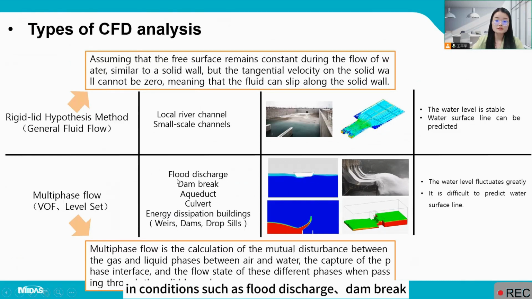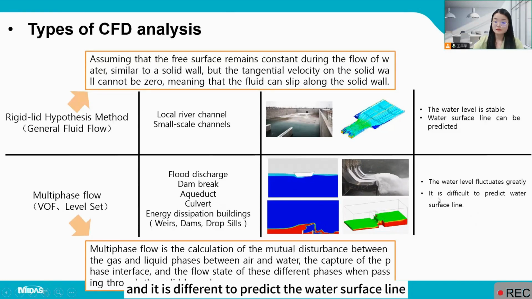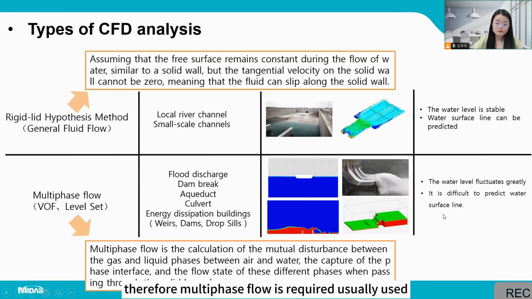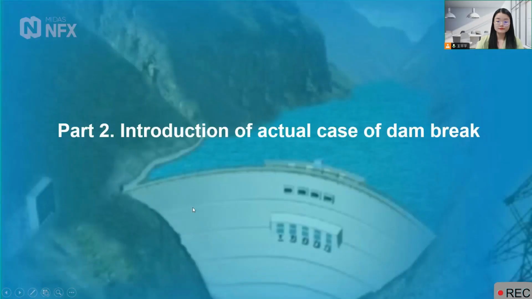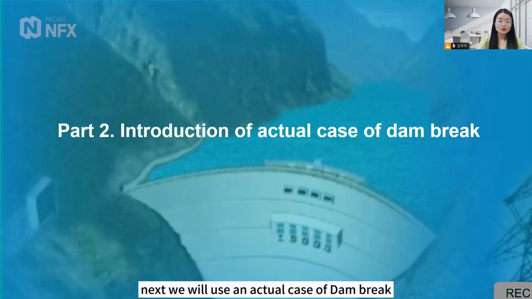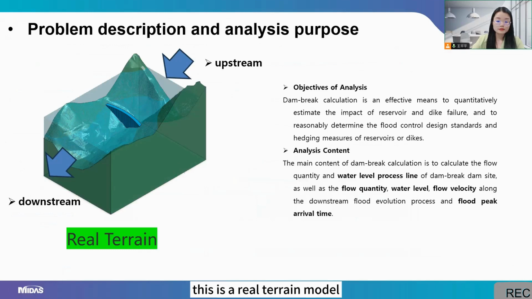In conditions such as flood discharge, dam break, or energy dissipation buildings, the water level fluctuates greatly, and it is difficult to predict the water surface line. Therefore, multiphase flow is required. Usually use the level set method. Next, we will use an actual case of dam break to understand the multiphase flow analysis using the level set method. This is a real terrain model.